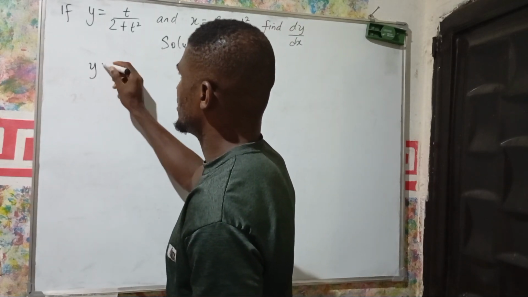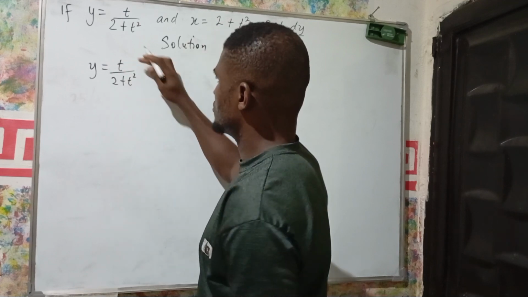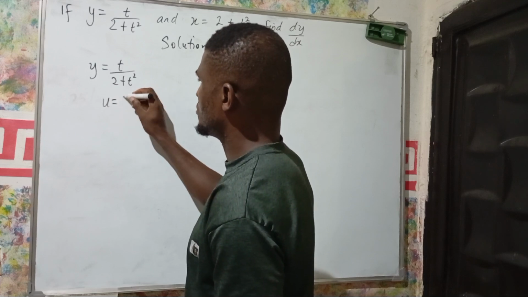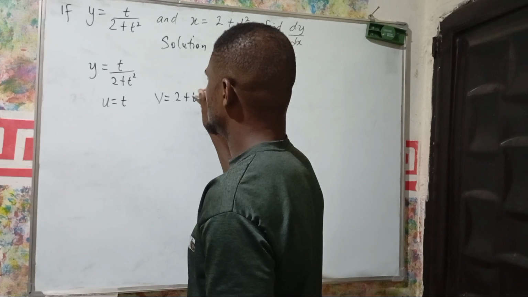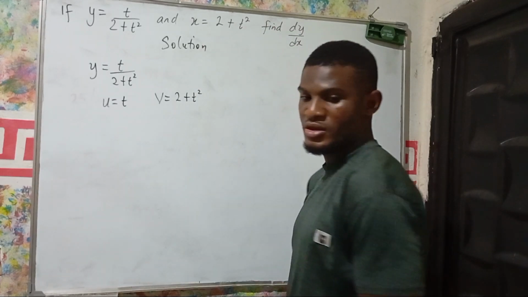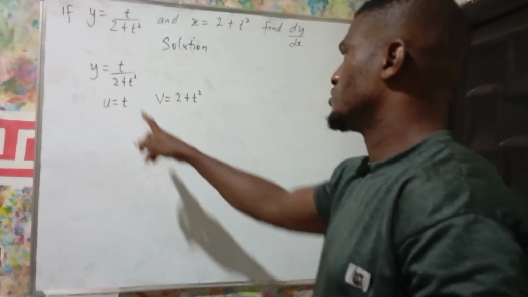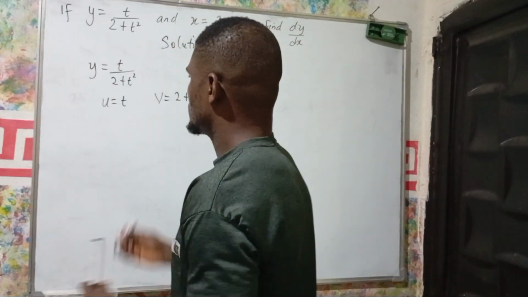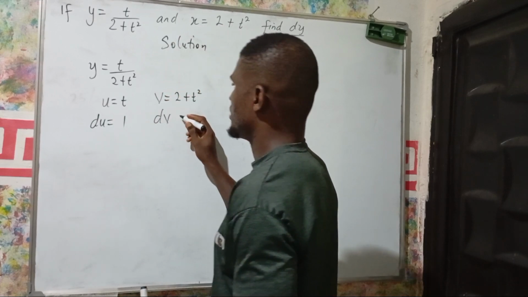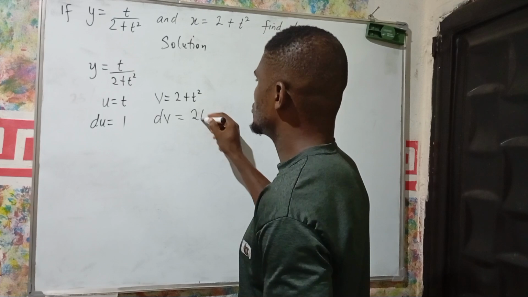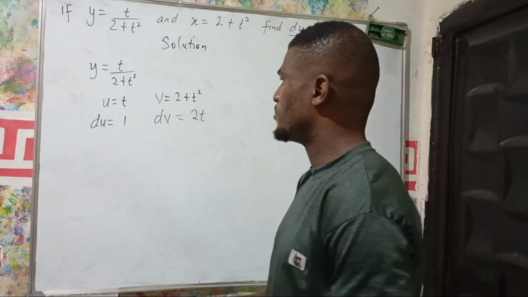So differentiating y, which is equal to t over 2 plus t squared, with respect to t, we are going to take the numerator as our u. So u is equal to t, while our denominator will be taken as v, which is 2 plus t squared. And then from here, we're going to differentiate each of these. Differentiating u, we have du, which is equal to 1. Differentiating v, we have dv, and that will be equal to 2t.